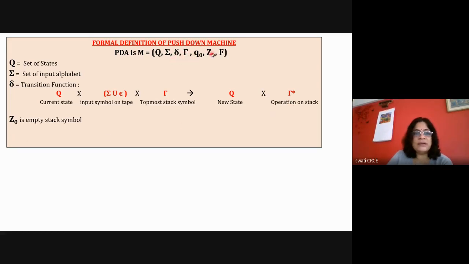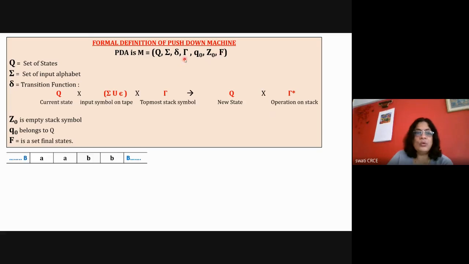Then Z0 is the initial empty stack symbol. Q0 is the initial state belonging to capital Q. F is a finite set of states. And rho is a stack symbol. Rho indicates whatever you can write onto the stack. It is similar to sigma, but sigma means the input word that is on the input tape, and rho means the symbols which are there on the stack.